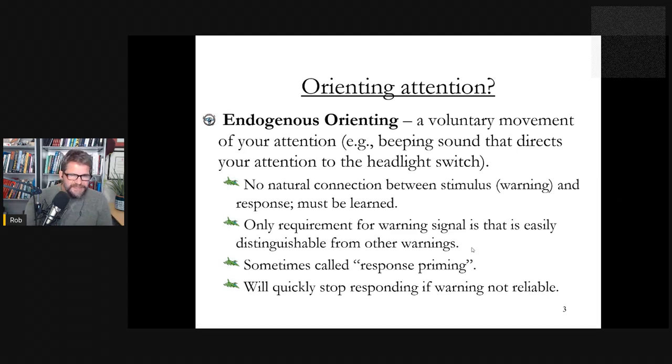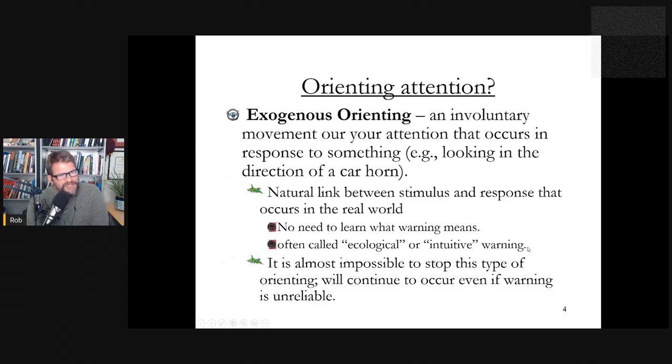These can be useful, obviously, but they have limitations because you can also choose not to react to them. You can choose to ignore the beeping because it's driven from within you. The better type of warning, as we'll see, is exogenous orienting. Exogenous orienting is when there's a link between the signal you're getting and the event. I could give you an example right now. If someone banged on my door right now, I would shift my attention there automatically. I couldn't help but do it. It's not coming from within me, it's driven from the outside world. That's what exogenous means.